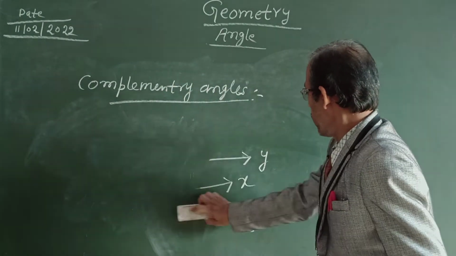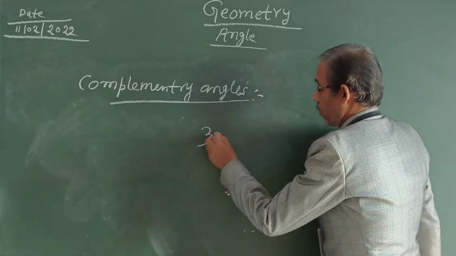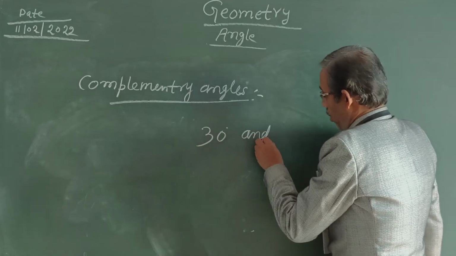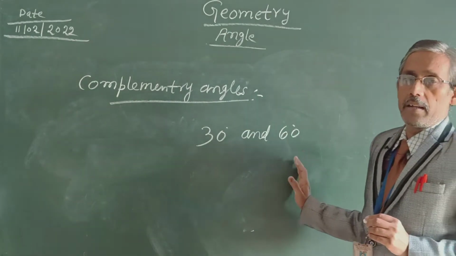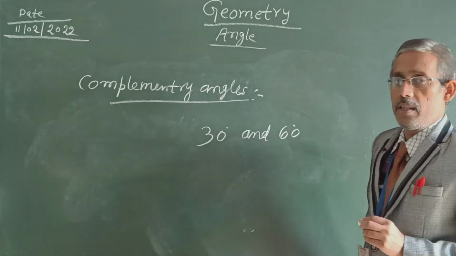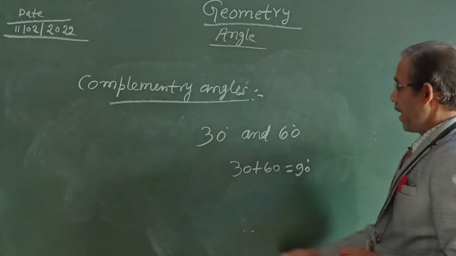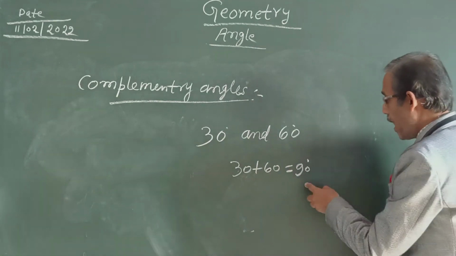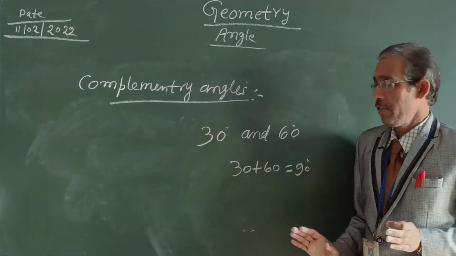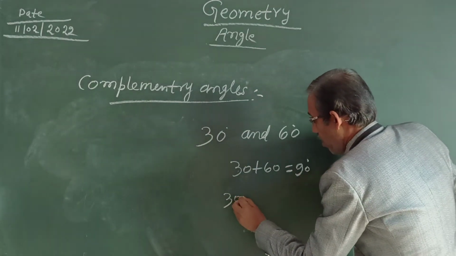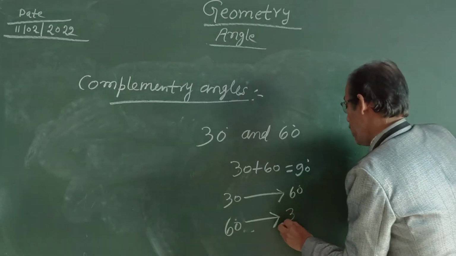Numerically, let 30 and 60 degrees be a pair of complementary angles because the sum of these two angles is 90 degrees. On adding these two angles, we get 90 degrees. So 30 and 60 degrees are a pair of complementary angles. We read 30 is the complement of 60 degrees or 60 degrees is the complement of 30.